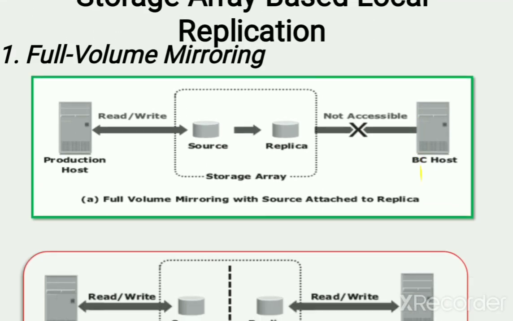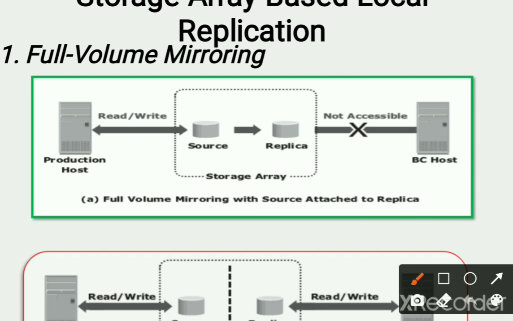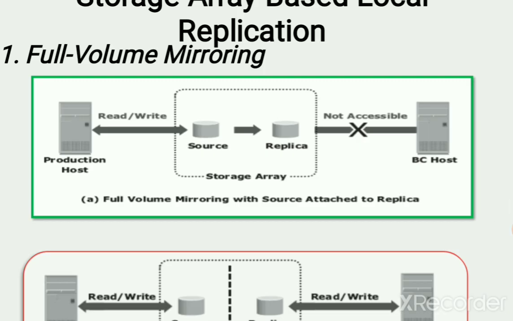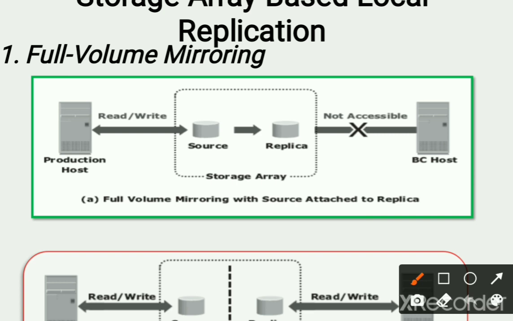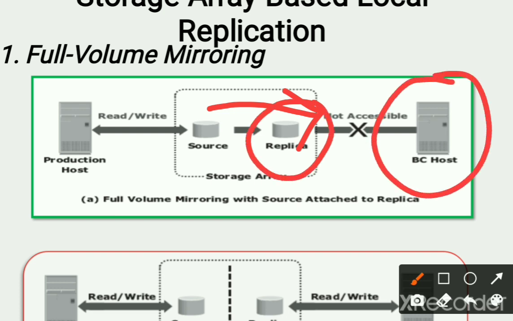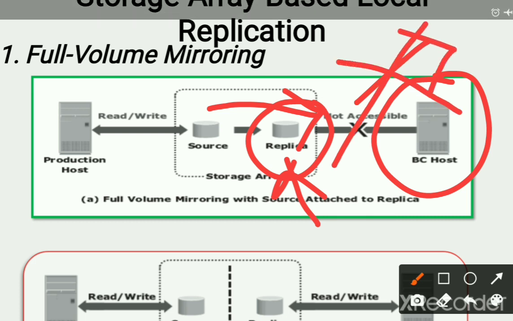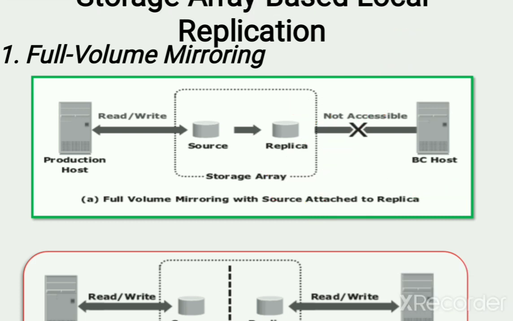Now if you check this figure, you can see that the data is still moving from the source to the replica. That means the source has not been completely copied to the replica. In the meantime, if the host tries to access this replica for business continuity, the data will not be available to the host. So this was all about full mirroring.